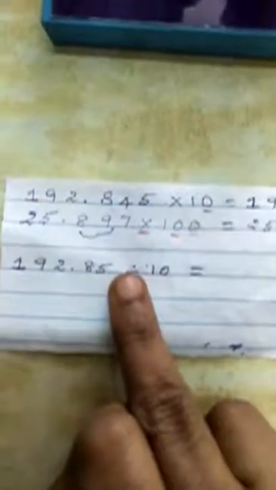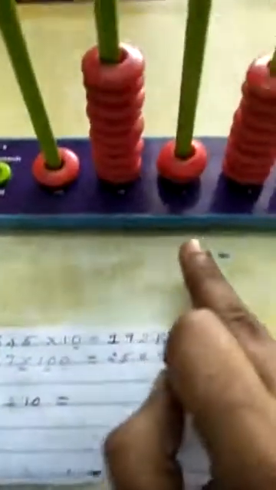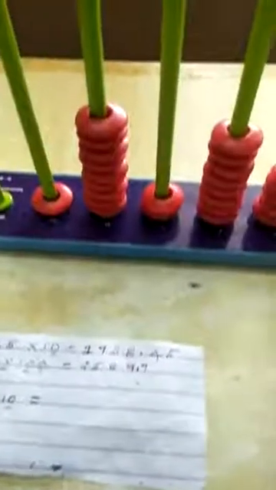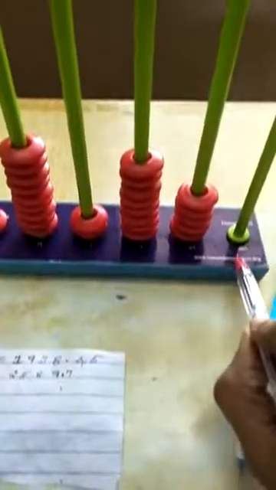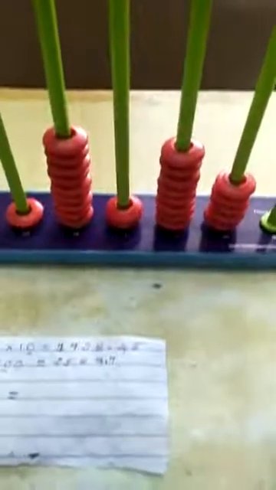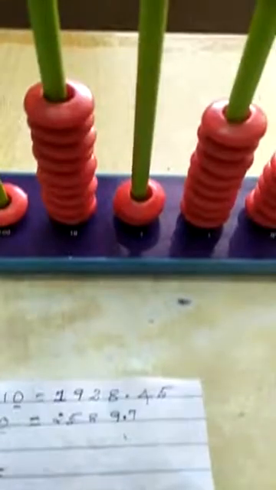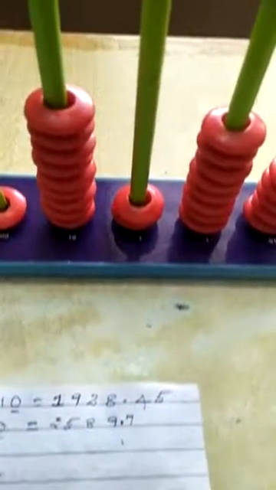Children, this is our problem. We need to divide by 10. So for the division, I need to give rotation towards right. We have 10, so I give 1 place towards right. Isn't it? So now shift all beads of each place by 1 place towards right.